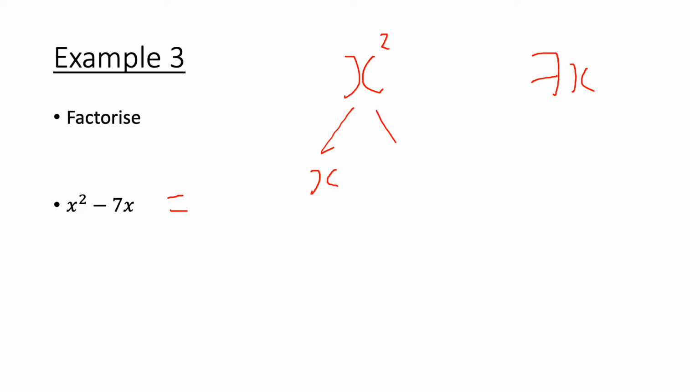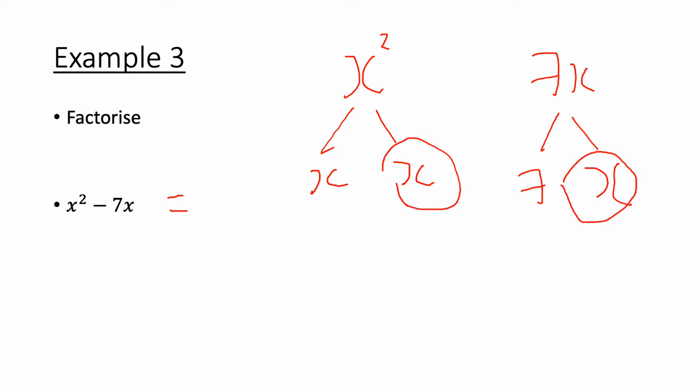To make x squared is x times x, and then to make 7x is 7x. So what is common in both? Well, x is common in both, so x is my biggest factor. So it's going to be x and then x minus 7. What is remaining is x minus 7. X times x is x squared, and then x times minus 7 is minus 7x.